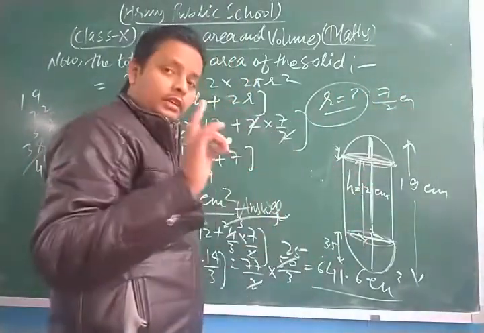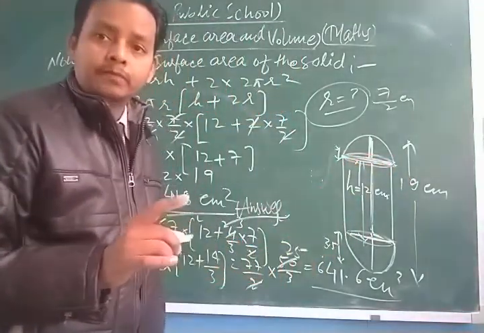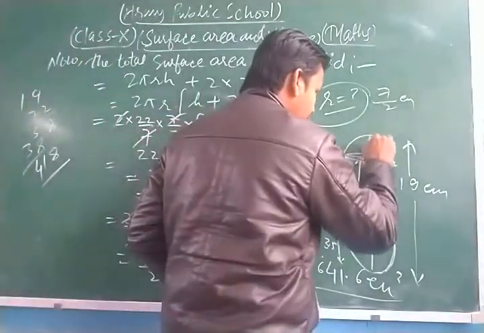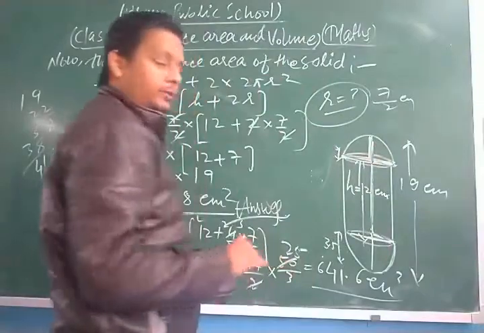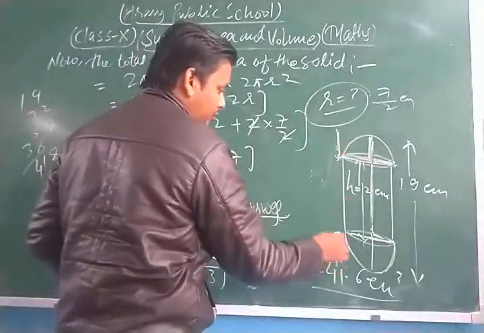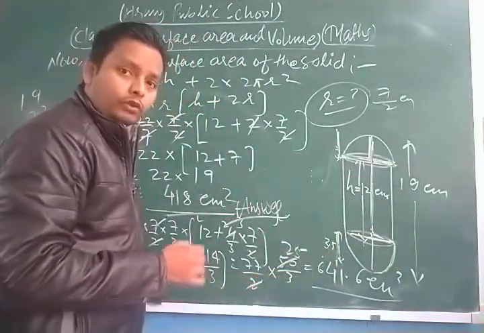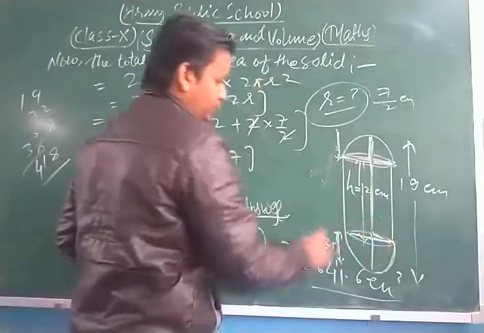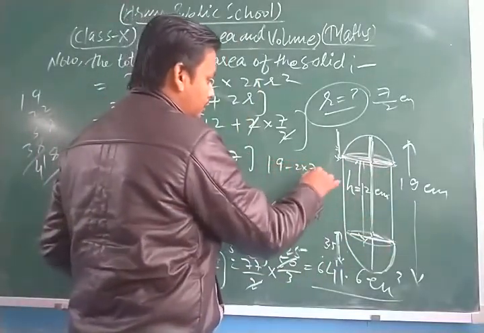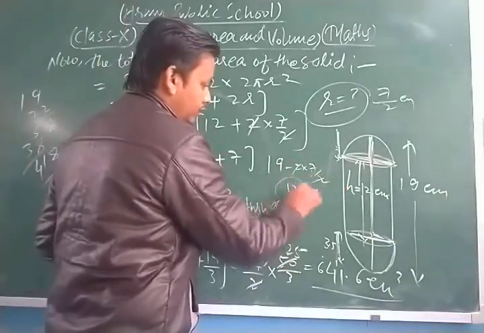And a very important concept is there: the radius of the hemispherical portion is always equal to the height of the hemispherical portion. So in this way, this height is also 7 by 2, this height is also 7 by 2, and the total height of the toy is 19 centimeter. So first of all, we find the height of the cylindrical portion by 19 minus 2 into 7 by 2. Okay, so now this is 12 centimeter.